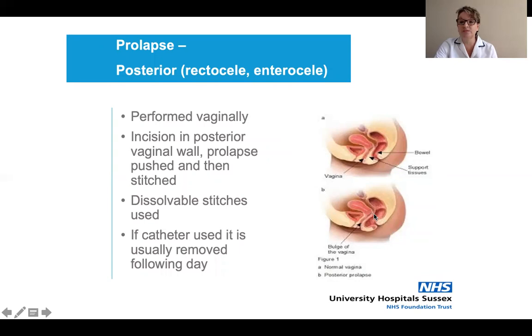So again, the operation is performed vaginally. The incision is in the posterior vaginal wall, so the back wall of the vagina there. And again, the prolapse is mobilized back into a favourable place, and then using stitches to secure it in place, and then the posterior wall of the vagina is sutured. Again, using dissolvable stitches, and again, if a catheter is needed, it's usually removed the following day.